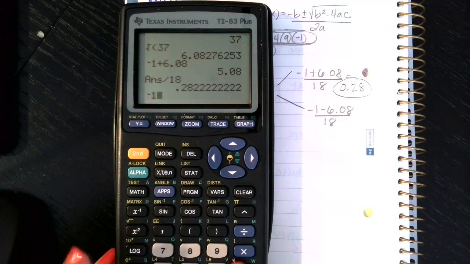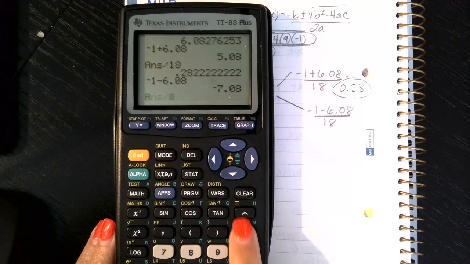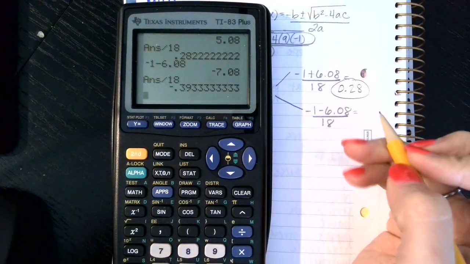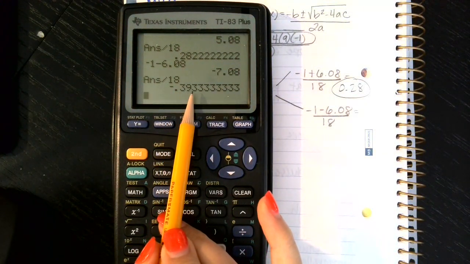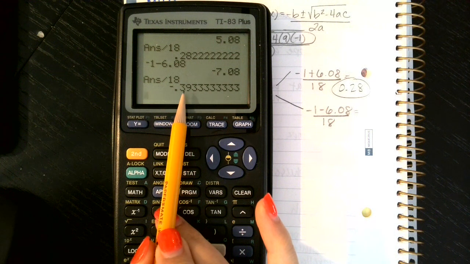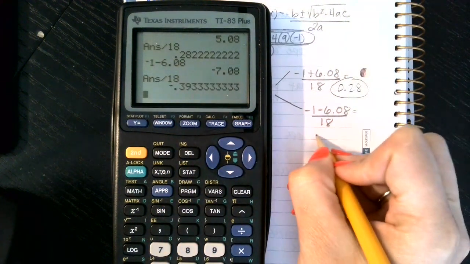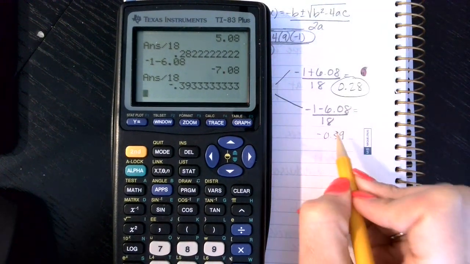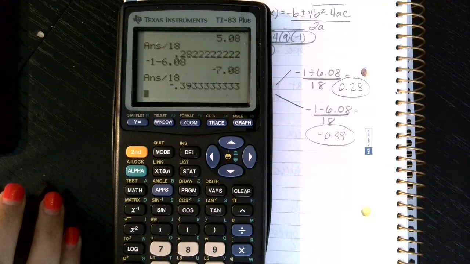And then I'll do negative 1 minus 6.08 divided by 18. And again, rounding it to the nearest hundredths place. So here's my tenths, my hundredths. The 3 is what I'm going to look at to determine whether this is going to go up or down. Because it's 4 or less, you let it rest. So it'll be negative 0.39. Miss Supa's going to check whether or not her answers are right.